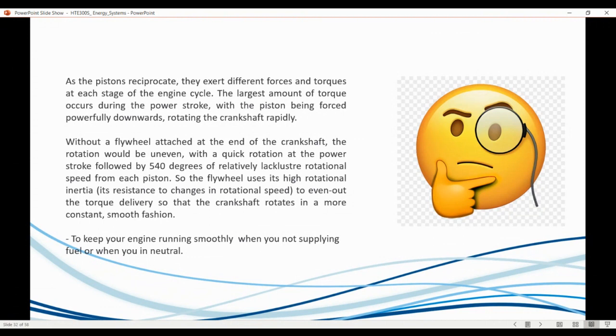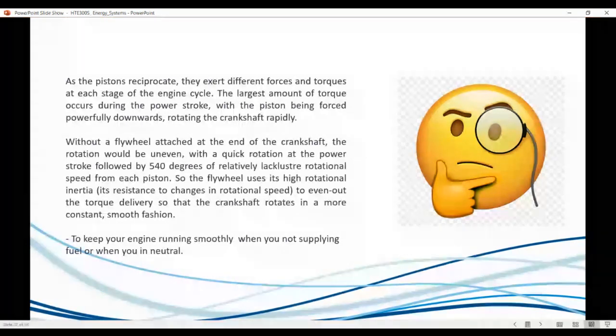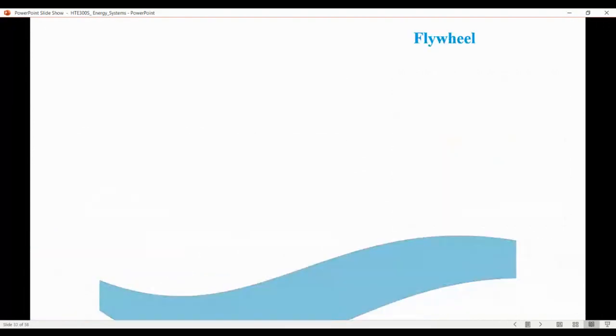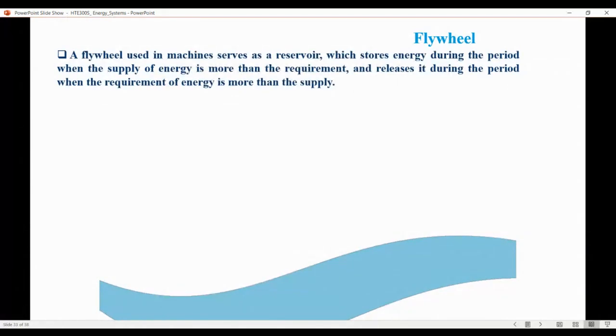Without a flywheel attached at the end of the crankshaft, the rotation would be uneven, Mr. Kiefer, with a quick rotation at the power stroke, followed by 540 degrees of relatively lackluster rotational speed of each piston. So the flywheel uses high rotational inertia, the I, to even out the torque delivery, so the crankshaft rotates in a more constant, smooth fashion. Furthermore, it keeps your engine running smoothly when you're not supplying fuel in neutral. That's what your flywheel does. Your flywheel is constantly spinning to ensure that you get a nice, constant torque. So that fluctuation, I did mention to you what it was, and now we're touching on the flywheel.